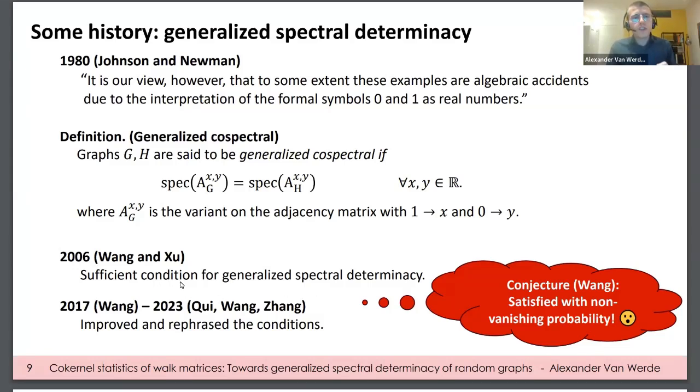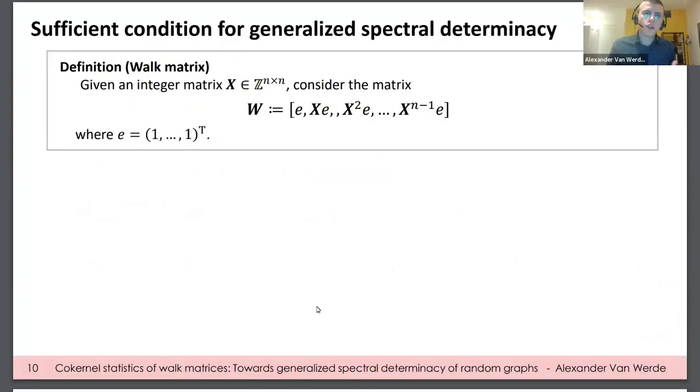All right. So the sufficient condition is going to be stated in terms of a walk matrix, which is a matrix associated to the graph. I will define this in a somewhat more general setting because I will need the generality later in my talk. So for me, I will just consider an integer matrix X, but in the concrete applications, one will want to take this to be the adjacency matrix. All right. And then the associated walk matrix is going to be the matrix which has as columns, first the all ones vector, then X applied to the all ones vector, then you apply X another time, and so on.